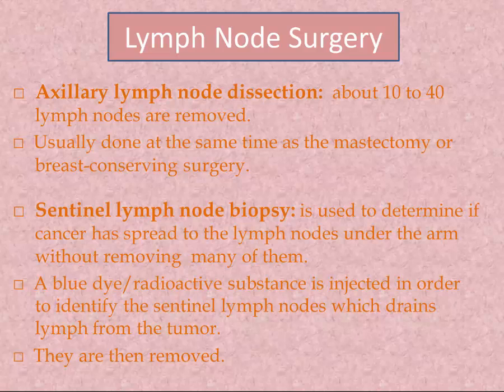Lymph node surgery: axillary lymph node dissection, about 10 to 40 lymph nodes are removed. Usually done at the same time as the mastectomy or breast conserving surgery. Sentinel lymph node biopsy is used to determine if cancer has spread to the lymph nodes under the arm without removing many of them. A blue dye or radioactive substance is injected in order to identify the sentinel lymph nodes, which drain lymph from the tumor. They are then removed.